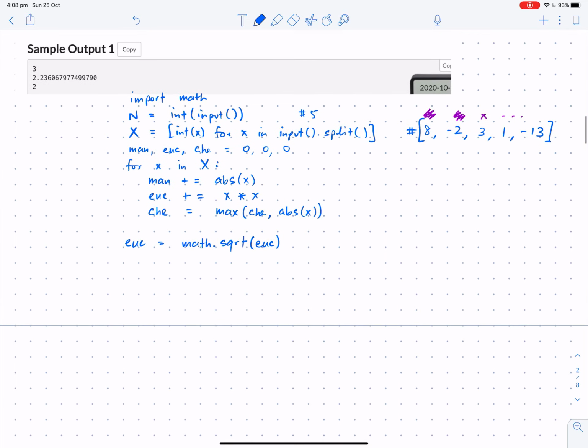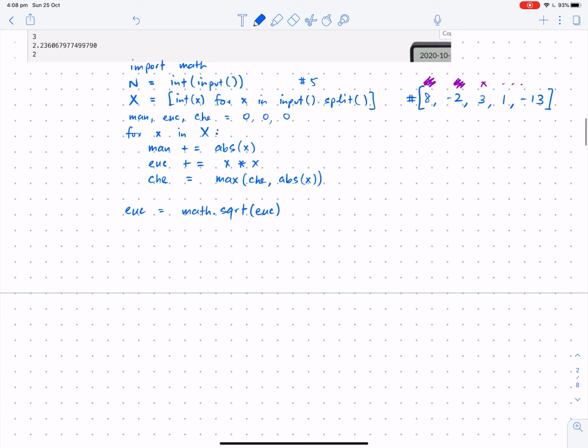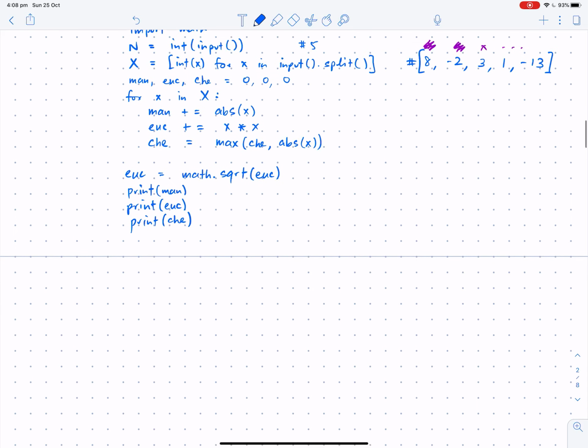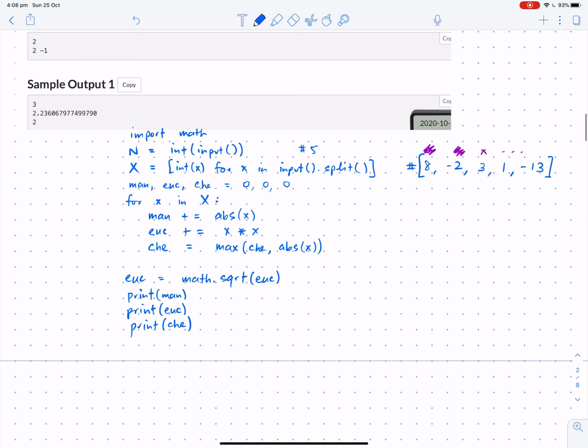And so now we print on 3 separate lines. So I'll say print Manhattan, print Euclidean, and print Chebyshev. All right, so that's that for problem B. Feel free to give that a go.